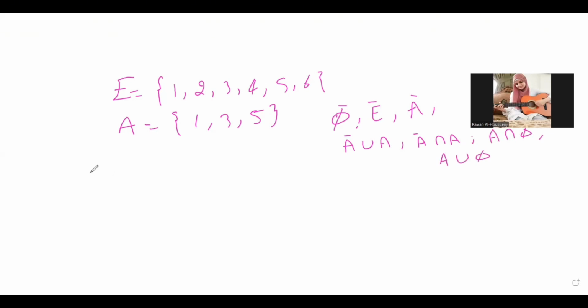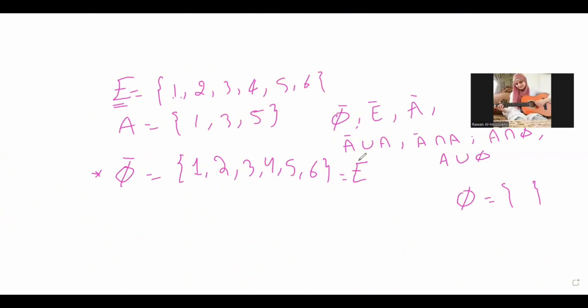So first let's start with phi bar. As we know, phi is the empty set, it contains no elements. When we say phi bar, or the complement of phi, we need all the elements in E that are not in phi. 1 is in E but it's not in phi, so we have to write it in phi bar. 2 is in E, it's not in phi, so we write it too, and 3, 4, 5 and 6. So phi bar is equal to 1, 2, 3, 4, 5, 6. It's the same set as the set E, so that's why we say phi bar is equal to the set E.